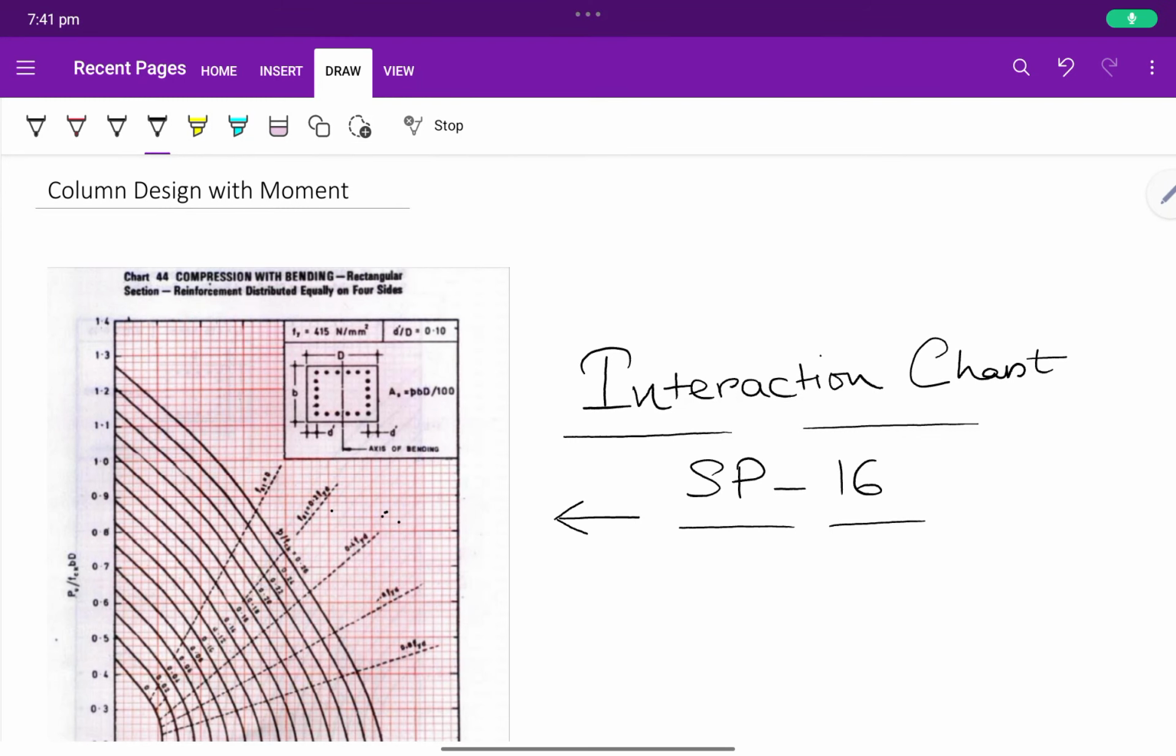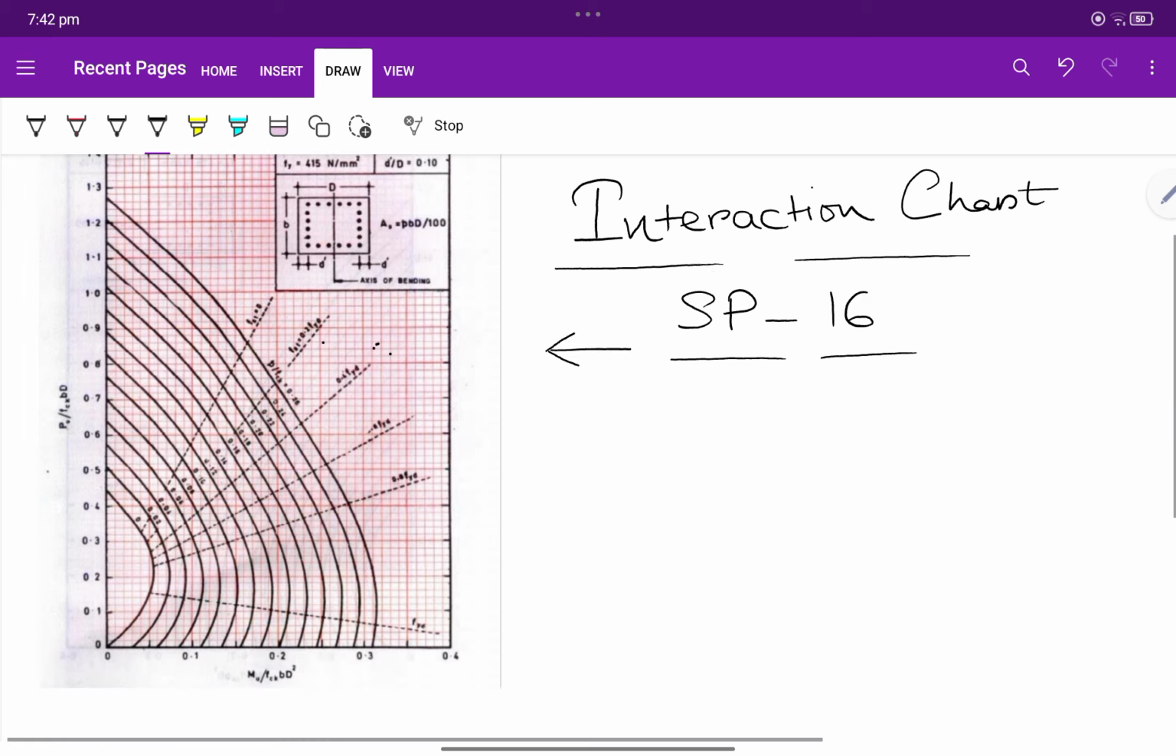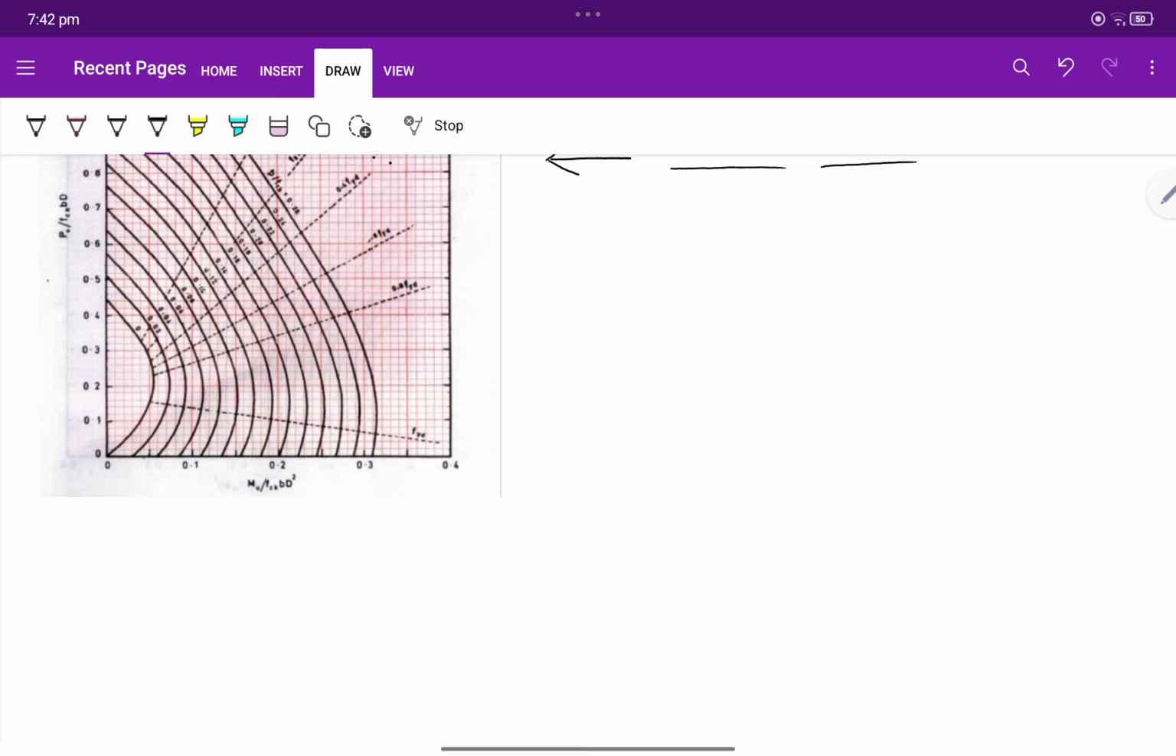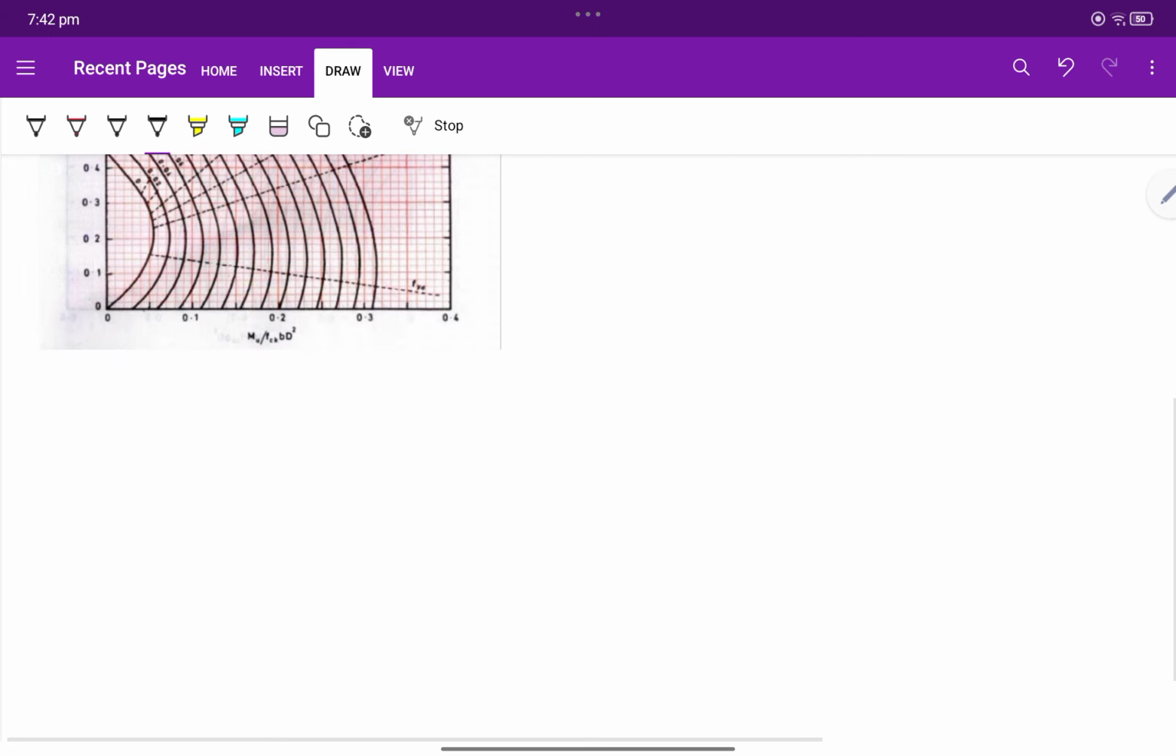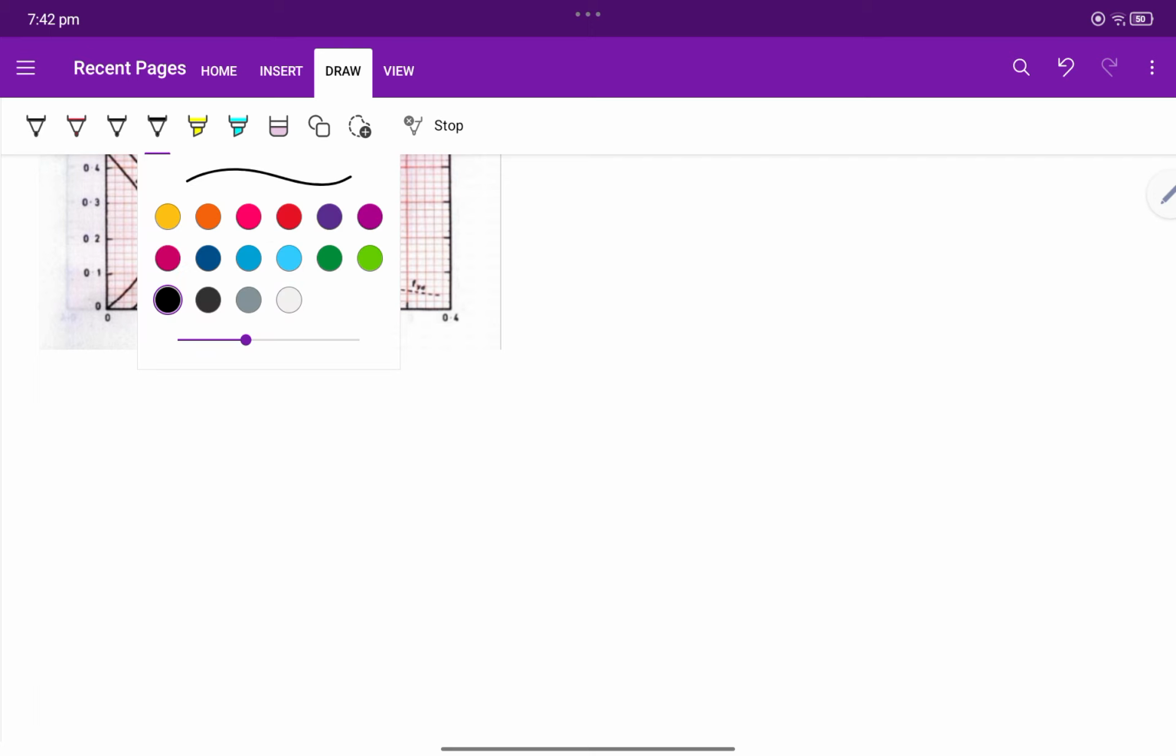Welcome all. So today we will see column design if it is subjected to axial load and also a moment, uniaxial moment. So in this lecture we will see the design steps. In our upcoming lecture we will do a numerical on this. So let's start. The first thing which is written, just ignore it for a while. We will see it in a little bit of time.